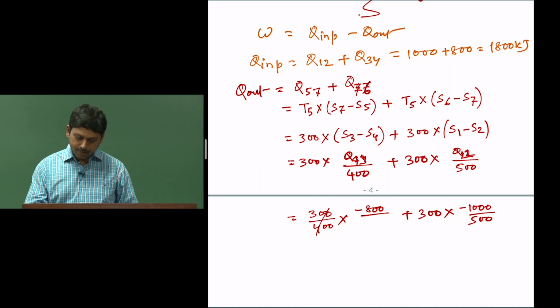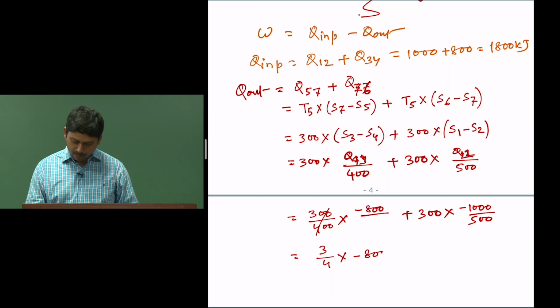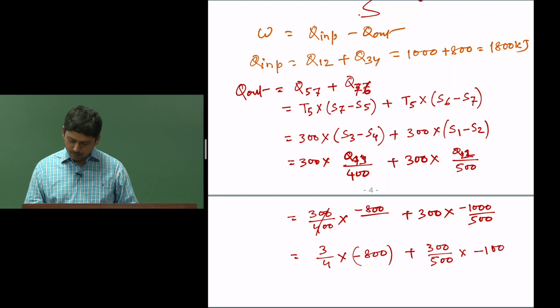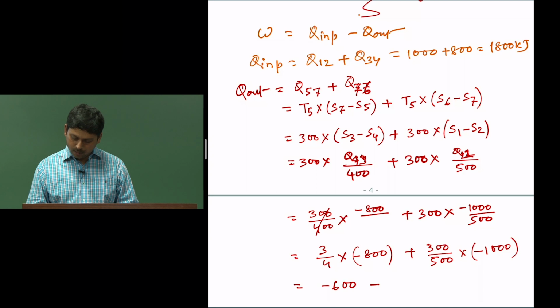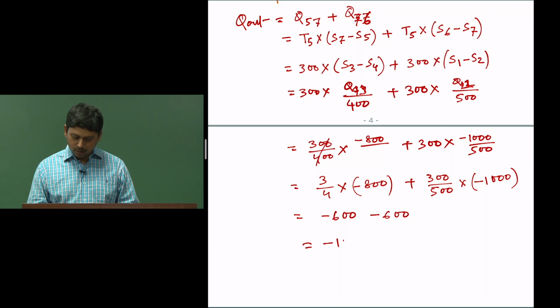So, I will just write it again, which is 3 by 4 multiplied by minus 800 plus 300 by 500 multiplied by minus 1000. Okay. So, it should be then minus 600 minus, this is also 600. So, it is minus 1200 kilojoule.